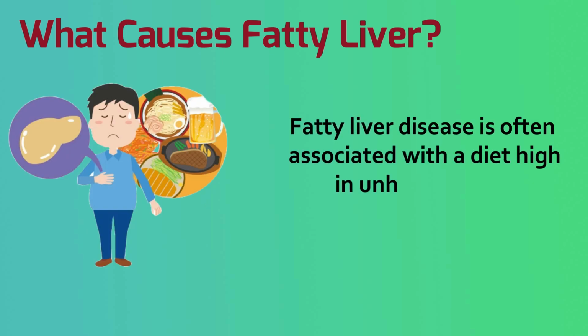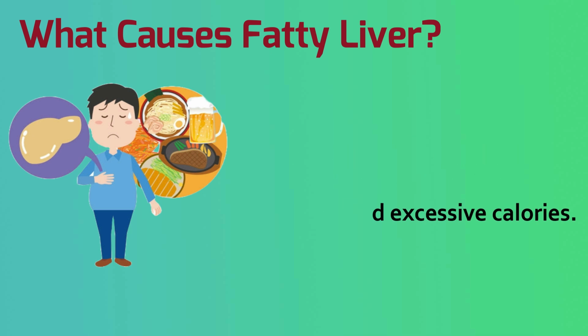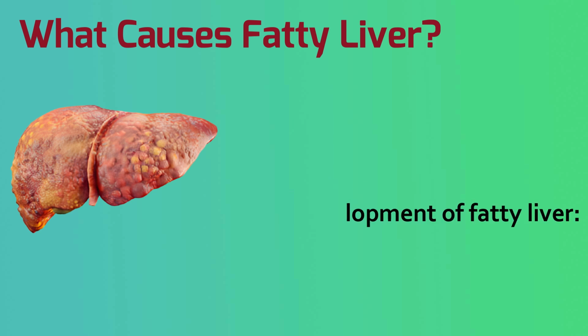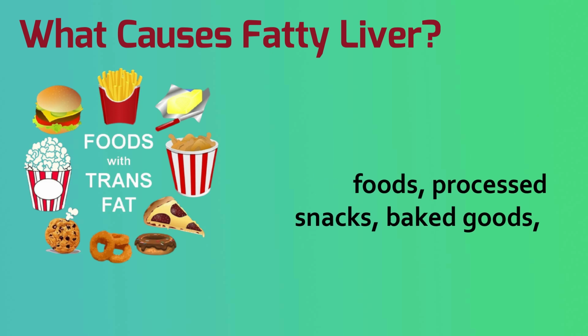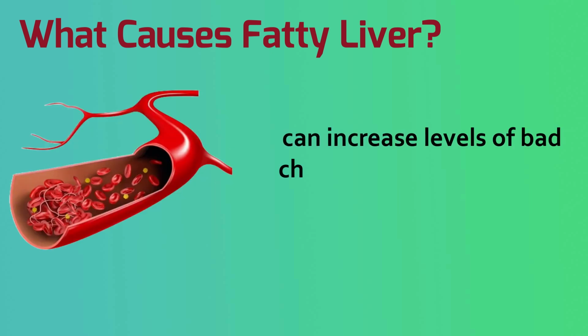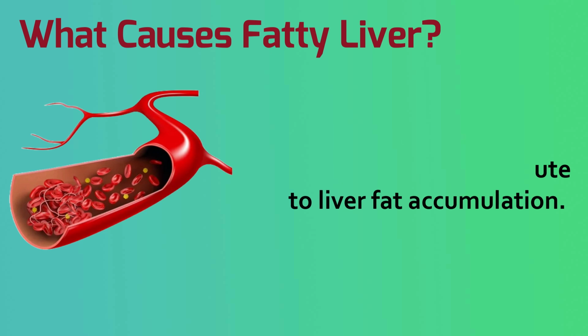Fatty liver disease is often associated with a diet high in unhealthy fats, sugars, and excessive calories. Consuming too much of the following types of foods can contribute to the development of fatty liver. Saturated and trans fats. These are found in fried foods, processed snacks, baked goods, and fatty cuts of meat. Foods high in saturated and trans fats can increase levels of bad cholesterol and contribute to liver fat accumulation.